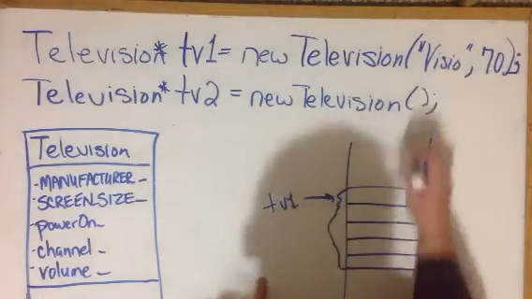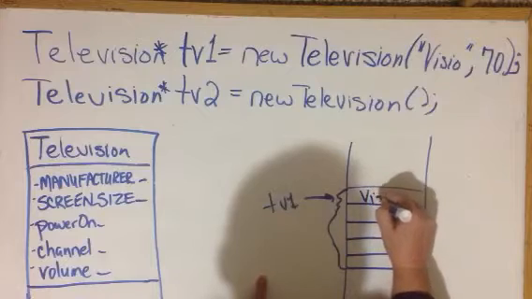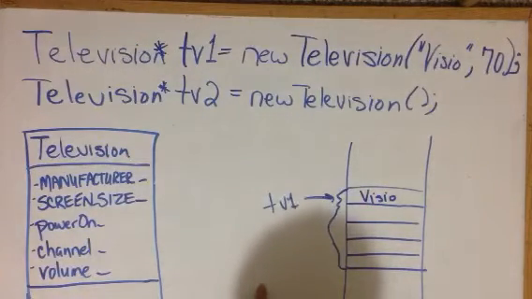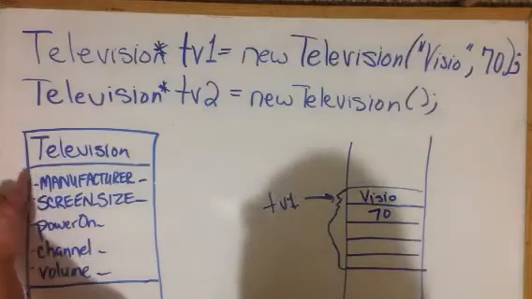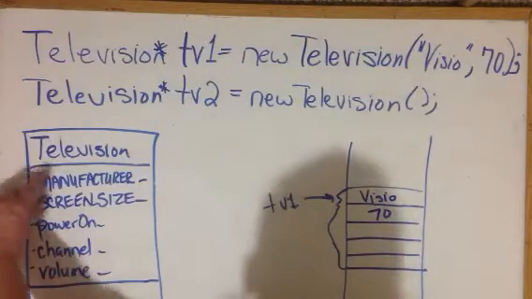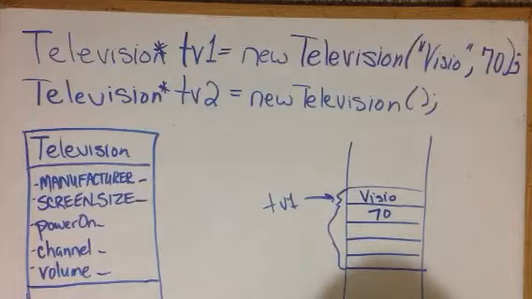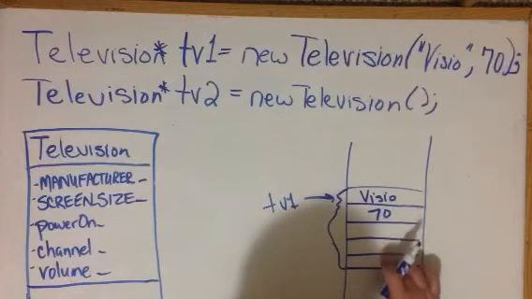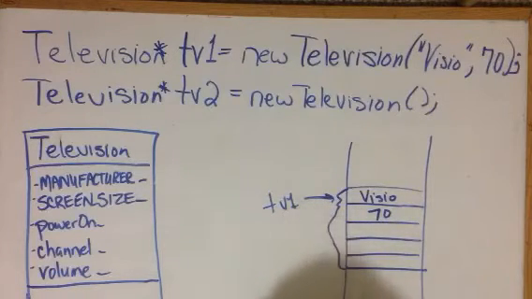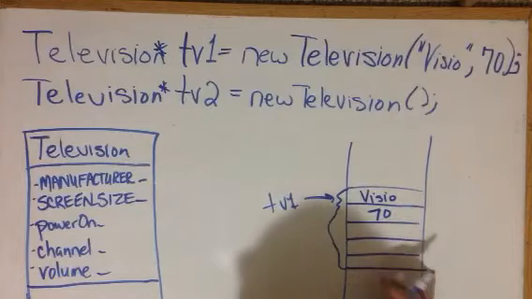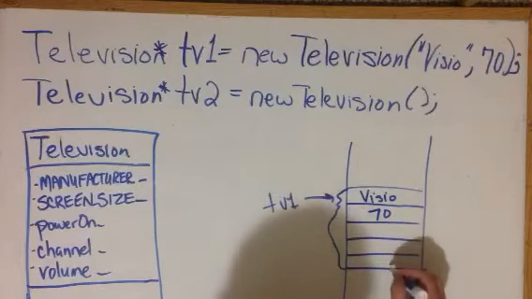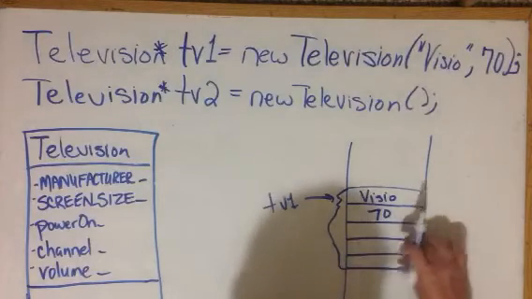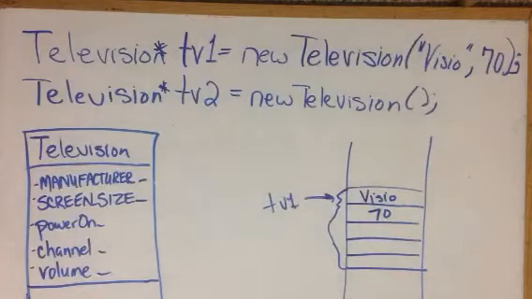Now it's passed in Vizio for the manufacturer. So for the first spot it's going to hold Vizio, 70 for the screen size. And those were constants, so we had to use the initializer list for those. And then it's going to set, I can't remember if it had defaults or not, but there's a value for the power on and the channel and the volume. There's spots to hold all that information.